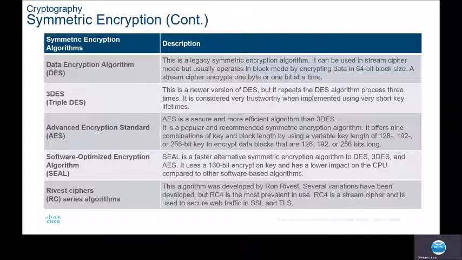It's a faster alternative to symmetric encryption than DES, 3DES, and AES. It uses a 160-bit encryption key and has a lower impact on the CPU. So you're better off having specialized hardware for AES. If you don't have that, SEAL can be quite good. And then there's a whole pile of different ciphers from Mr. Rivest. Several variations have been developed, but RC4 is the most prevalent in use. The stream cipher is used to secure web traffic in SSL and TLS.